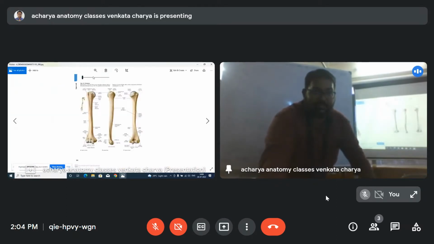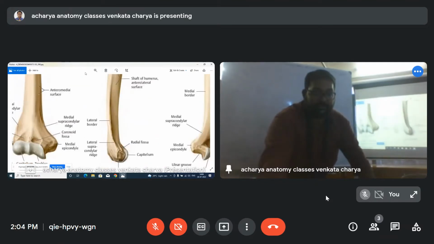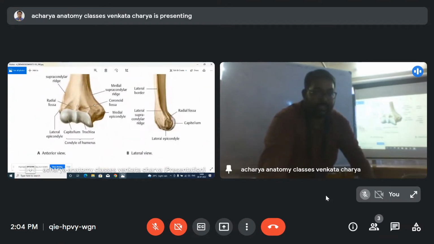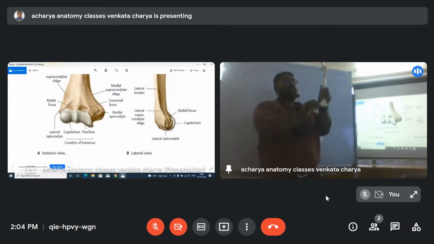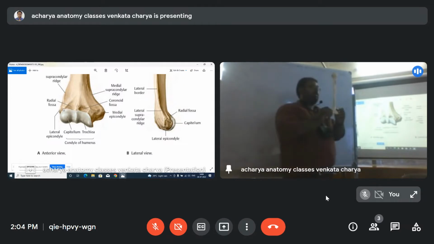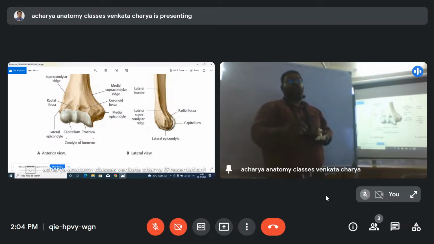See here, observe this picture. Medial epicondyle, lateral epicondyle. Towards the medial side, that is the medial epicondyle of the humerus. Then on the lateral side, the lateral epicondyle of the humerus. So there are two epicondyles and two facets. One facet is pulley shaped, called the trochlea, then the round facet called the capitulum.